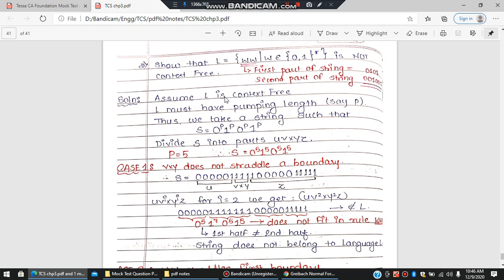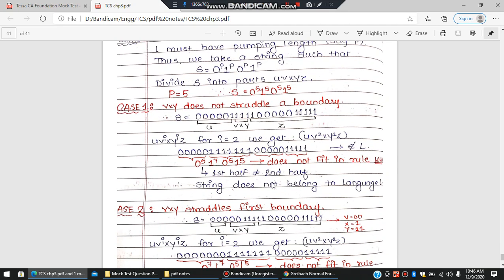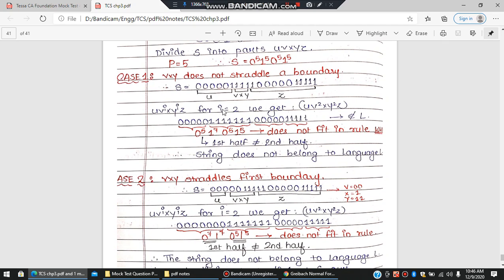So again over here we have taken the grammar assumption as context free. Ek pumping length liya hua hai 5. So 0^5 1^5. Agar pehla aisa hai toh doosra part bhi aisa hi hoga, that 0 is 5 and 1 is also 5. So 5 zeros 5 ones, again 5 zeros and 5 ones. So divide this into 5 parts, jahan pe we have taken i ka value as 2.